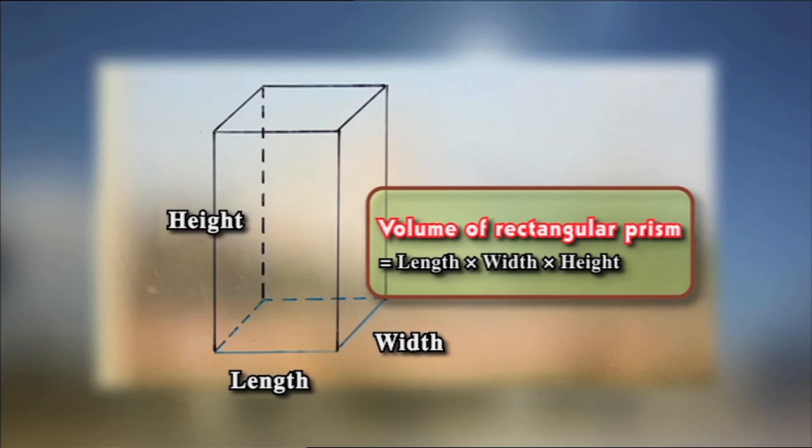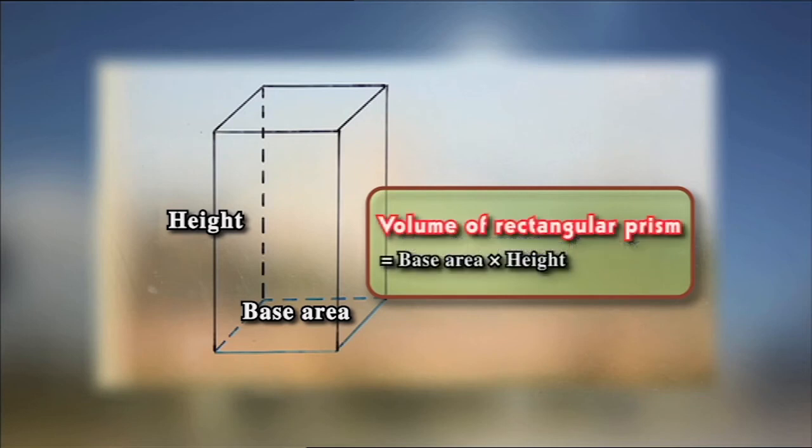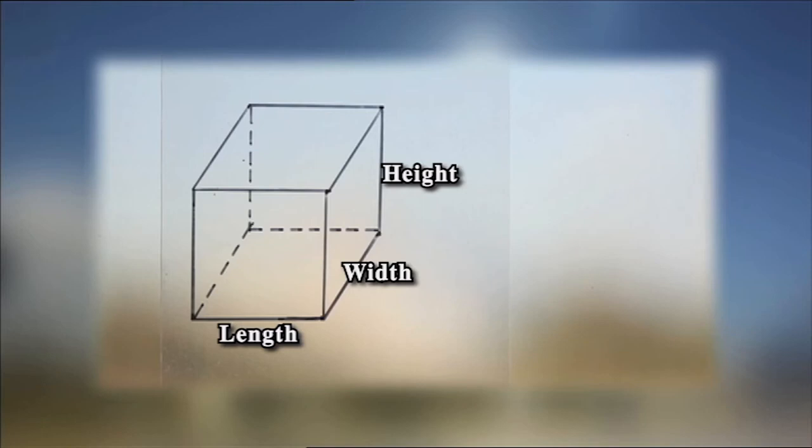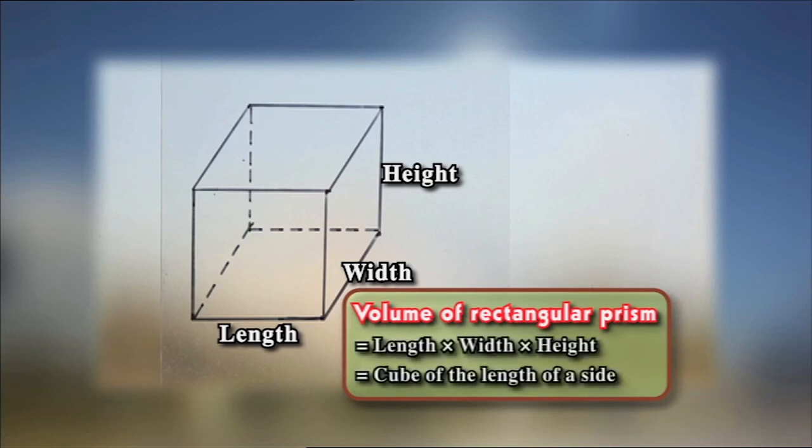As the length times the width equals the base area, the volume of the rectangular prism can be calculated by base area times height. When the length, width, and height are the same, the prism becomes a cube. Therefore, the volume of the cube equals the cube of the length of one of its sides.